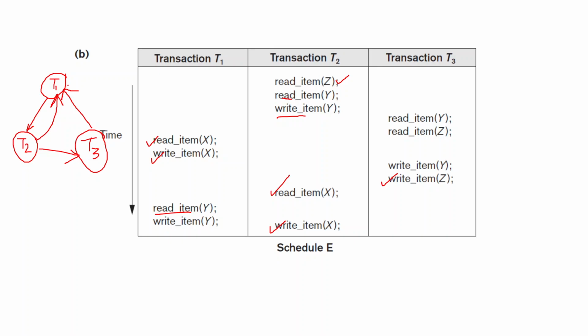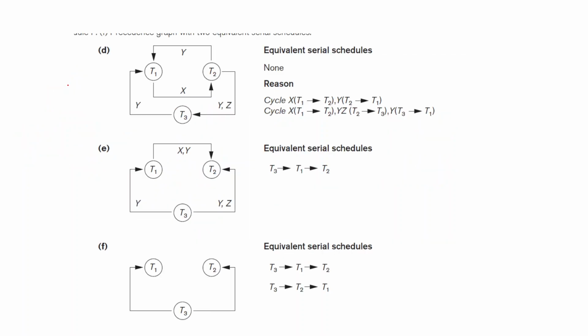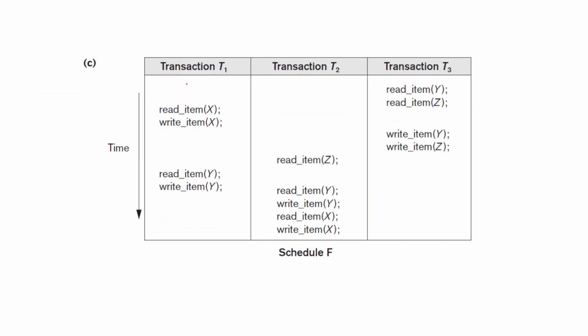So when there is a cycle, we know that it is not serializable. Okay. So this is the precedence graph corresponding to schedule E. Here the labels are also seen, based on which particular data item conflict happens, that is also mentioned. Okay, now we will look at schedule F.